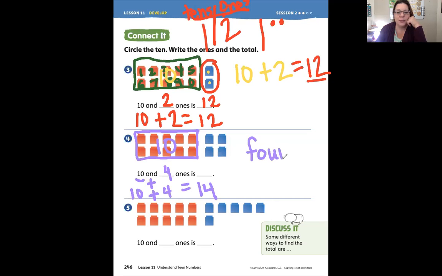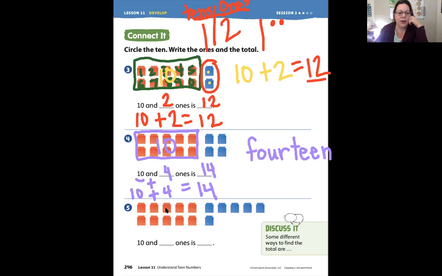F-O-U-R, that spells number 4. Number 4, number 4, get that mop and shine the floor. F-O-U-R, that spells number 4. 14. Okay, so 10 and 4 ones is 14.